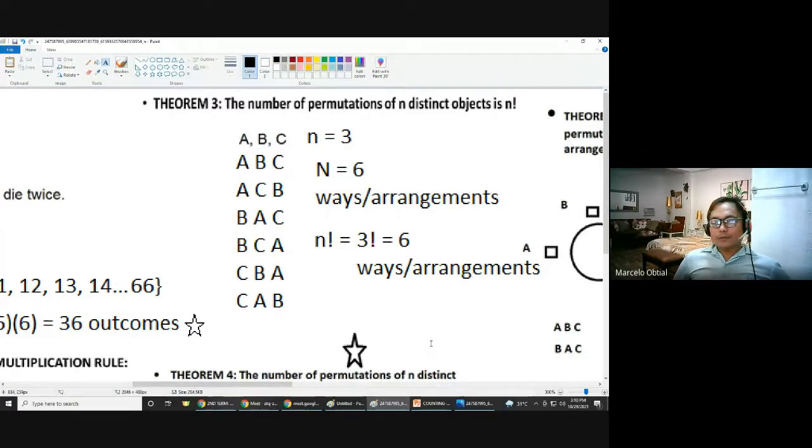Baka lalabas ito sa inyong multiple choice or true or false. Okay? Okay, this is the answer. We're done with theorem number 3. Now let's go back with our power presentation.